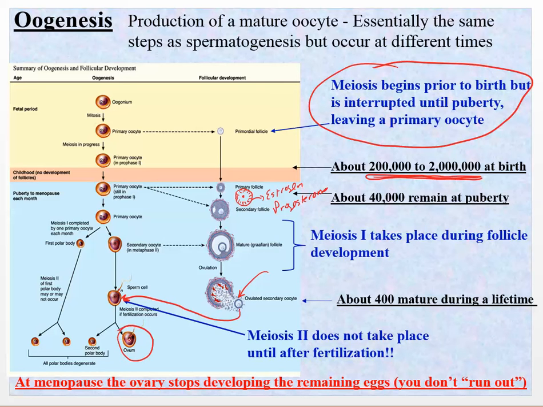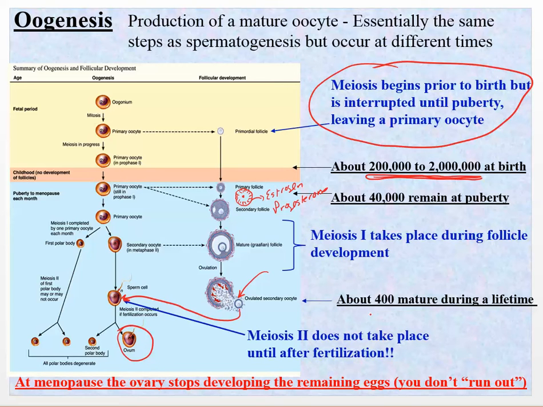Remember, in the sperm, it happened all at once. It was just one long process that takes a couple of months and it's done. In females, even though it begins in the fetal period, it doesn't really start to develop again until puberty, and then it only completes if fertilization takes place.